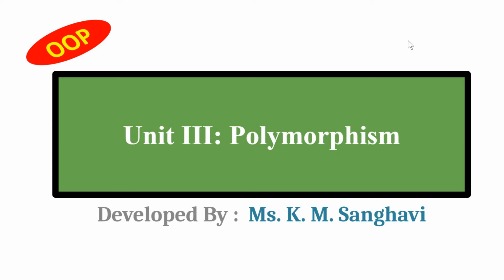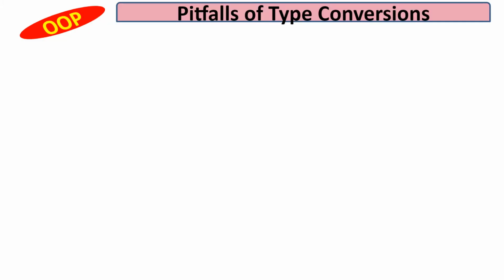Welcome to the next unit part, that is polymorphism. In the last video we have seen about the type conversions in C++. What are the different type conversions, that is basic to class type, class to basic type, and class to class type, which is possible with the help of operator overloading, conversion function and parameterized constructor.